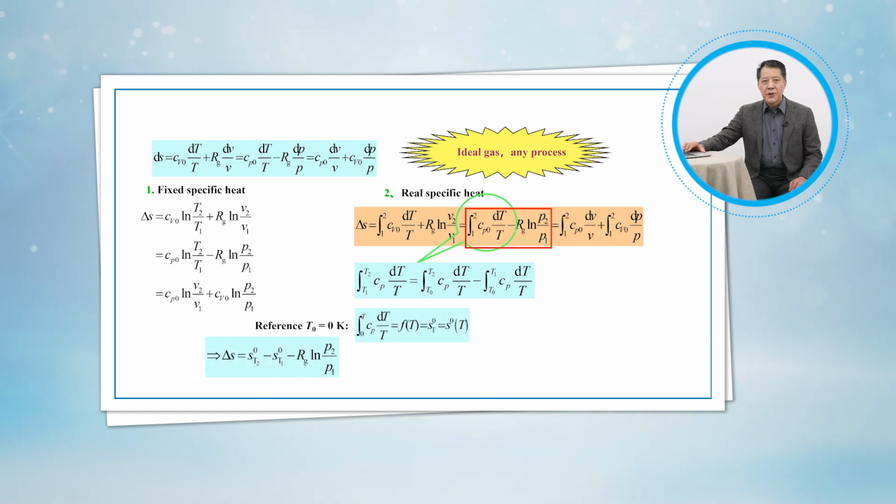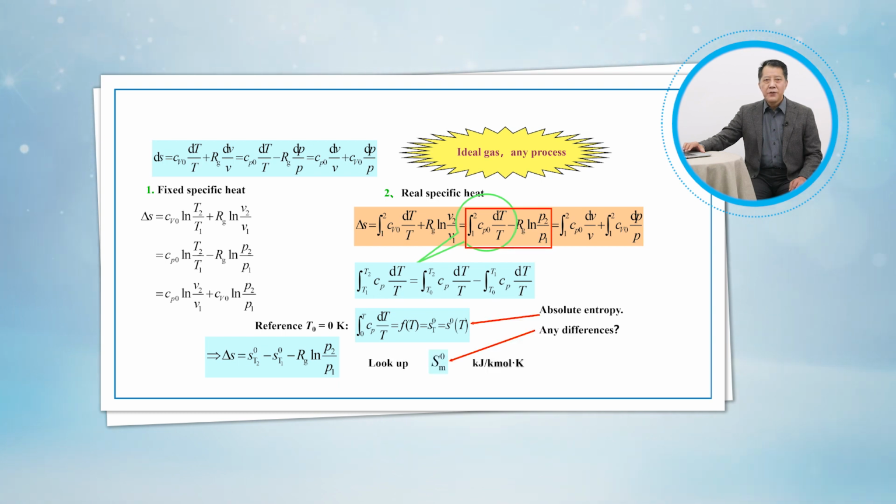When the reference temperature of 0 Kelvin is chosen, the absolute entropy is obtained. The absolute entropy for air is shown in Appendix A9. We can also find it in the appendix for other gases. The entropy change can then be determined from the absolute entropy. Can you find the differences between s0 and s̄0?